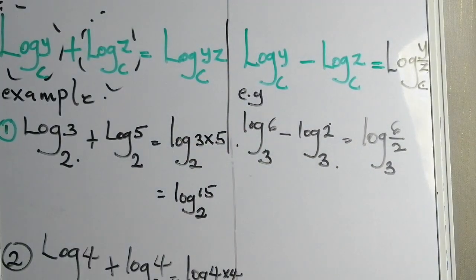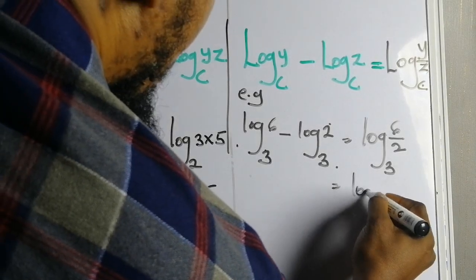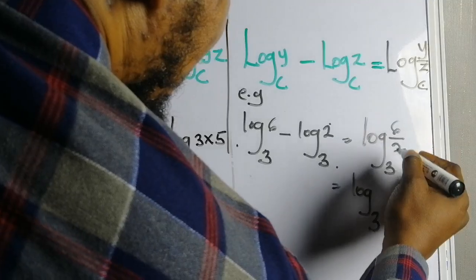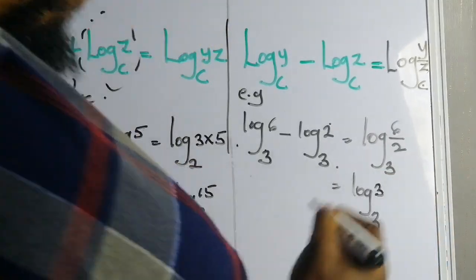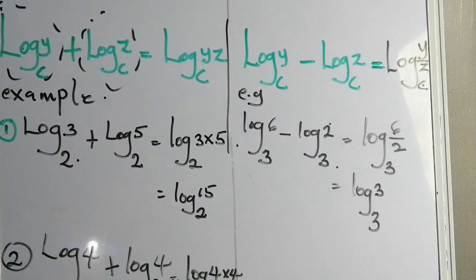So by the time you have 6 divided by 2, at the end of the day you should be having log 3 to base 3. 6 divided by 2 is what? 3. Okay, it's as simple as that. So it means when you have subtraction, what do you do? Pick one base, then divide the values. Okay, it's as simple as that.